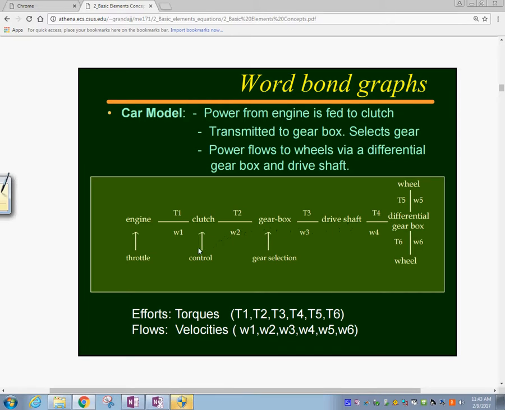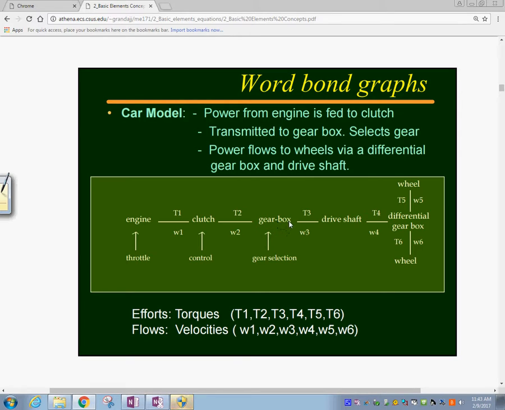The point here, just like in the previous example, is the idea of doing word bond graphs, is that you are able to say that the engine communicates with the clutch through producing a torque and an angular velocity. The clutch communicates with the gearbox, again with the torque and angular velocity. And the gearbox has the purpose of reducing or increasing the speed, right? And of course, when you reduce the speed, you increase the torque. When you increase the velocity, then you reduce the torque.